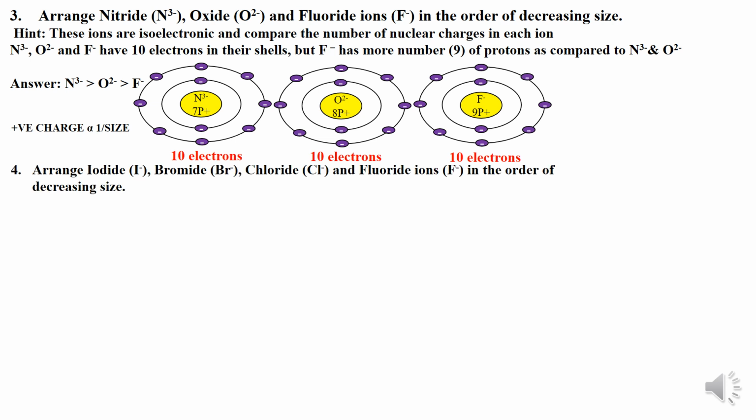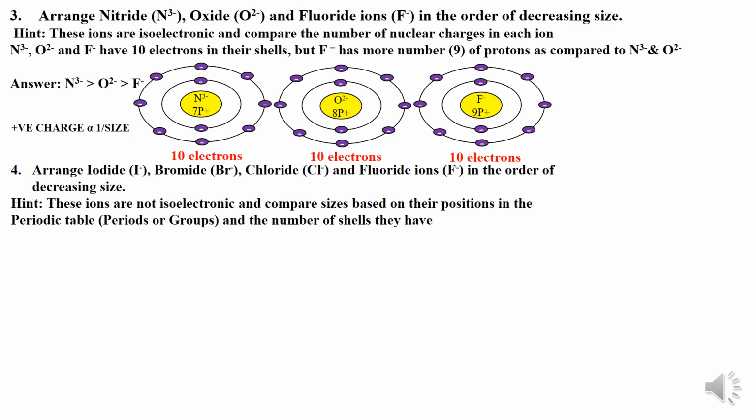Moving on to the next question. Now this is interesting and a bit tricky. Arrange iodide, bromide, chloride and fluoride ions in the order of decreasing size. These 4 ions are not isoelectronic in nature. That is to say, they have different numbers of electrons.